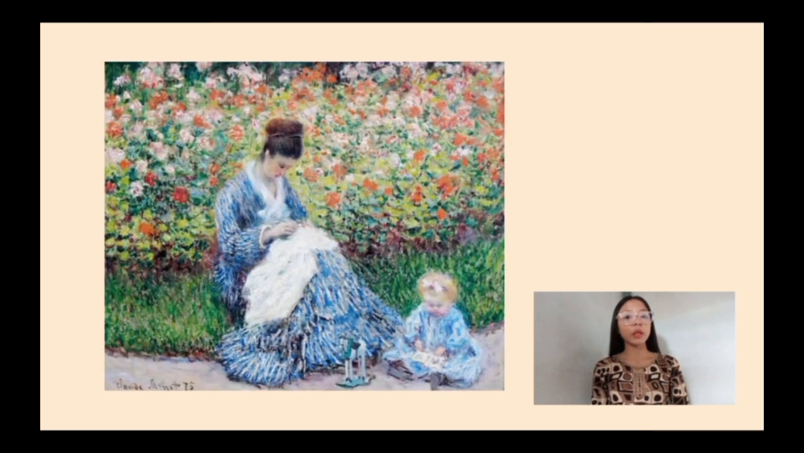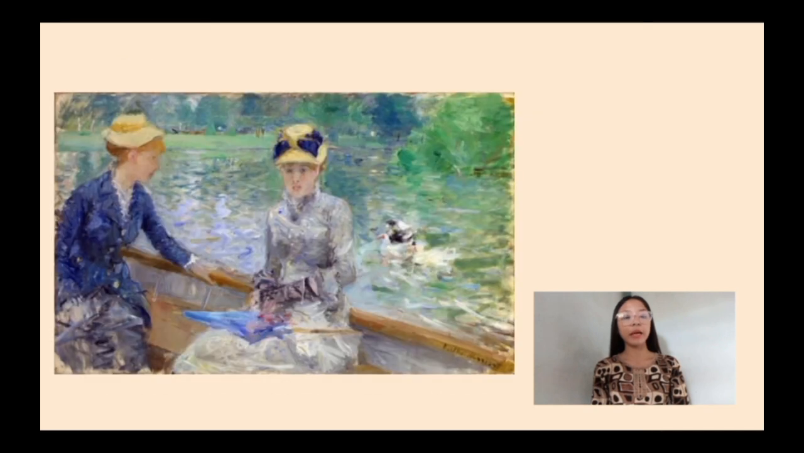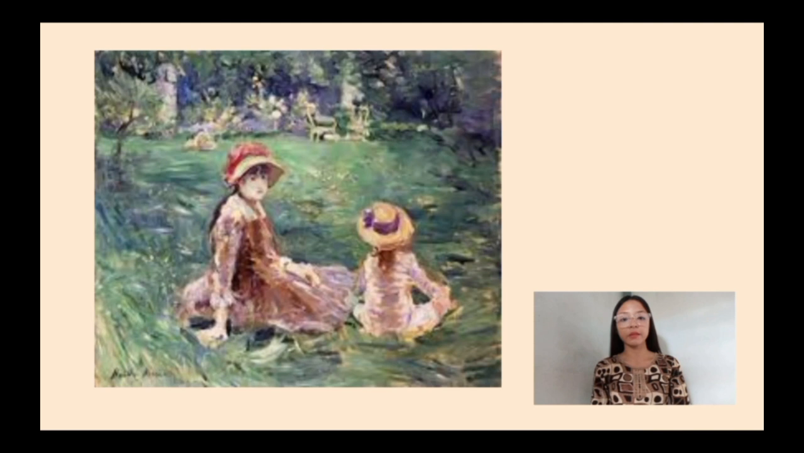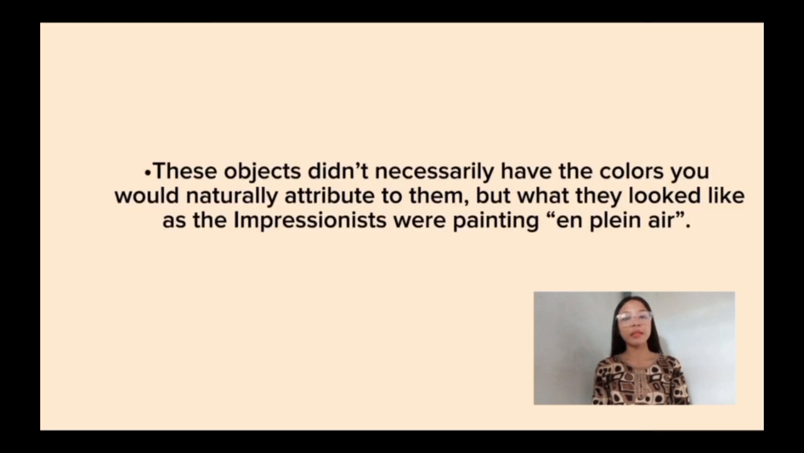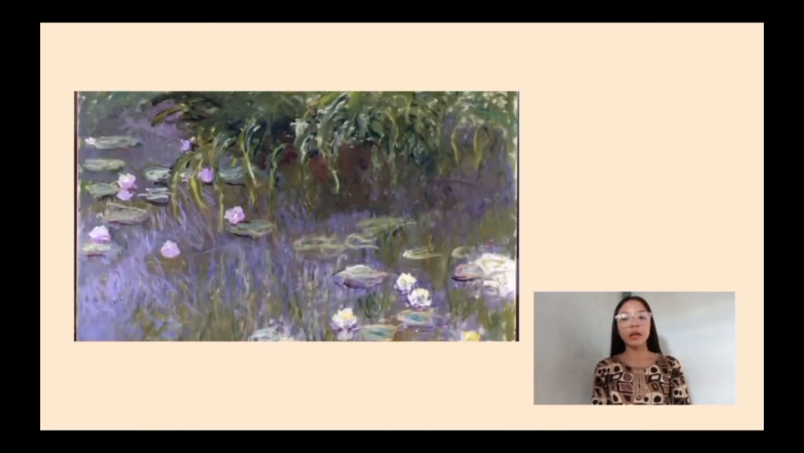The artists wanted to depict objects in the light that they saw at certain times of day or in certain environments. So these objects didn't necessarily have colors you would naturally associate with them, but what they looked like as the Impressionists were painting en plein air. Water could be purple, grass could be blue. This is called relative color.